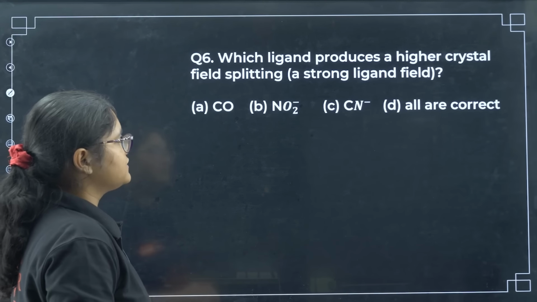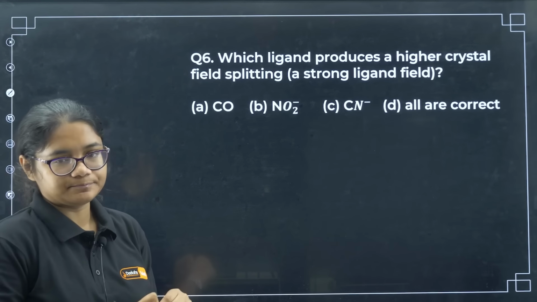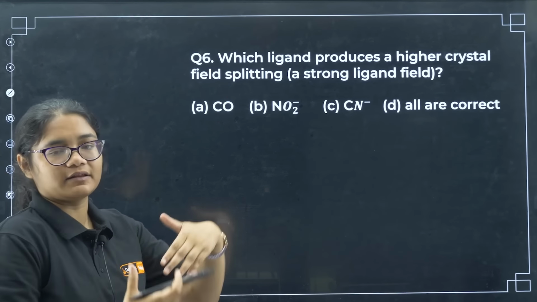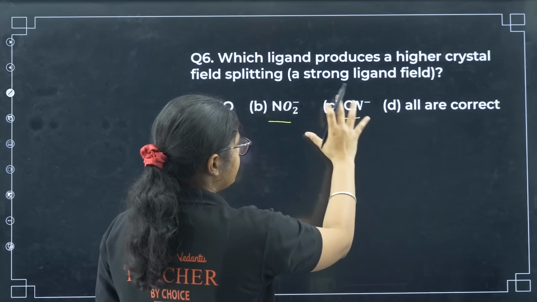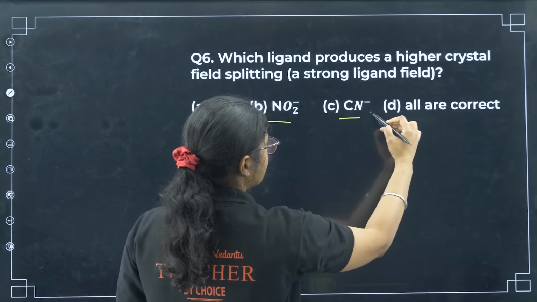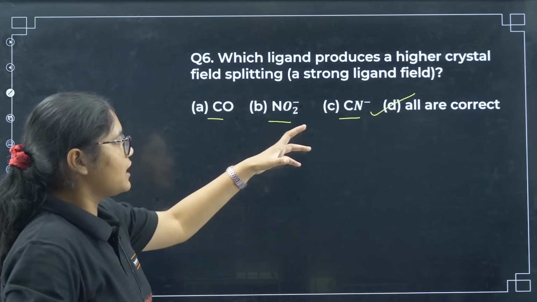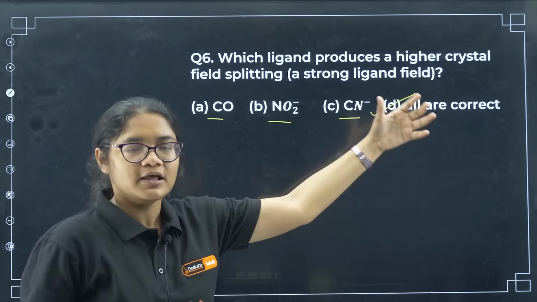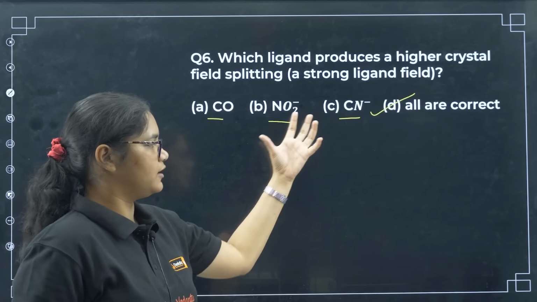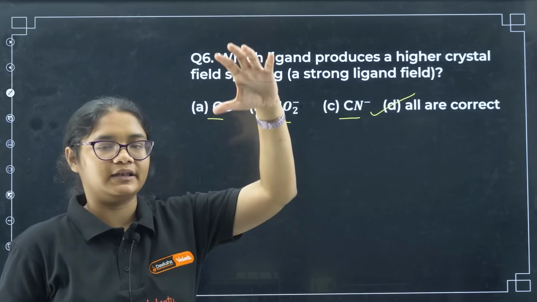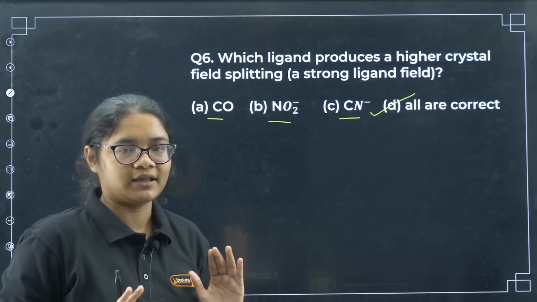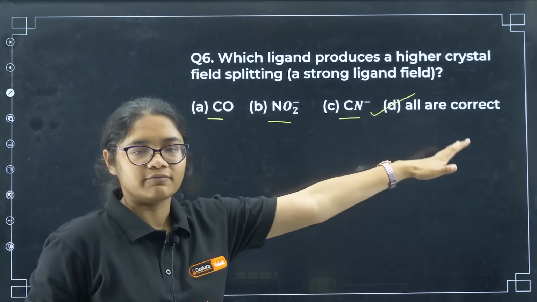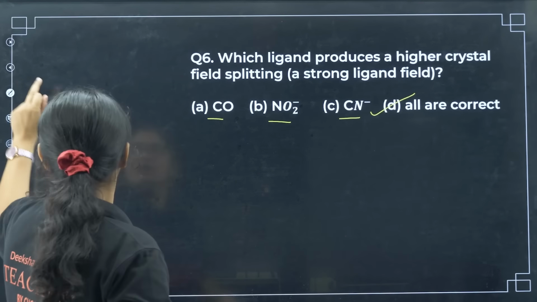Next, which ligand produces a higher crystal field splitting? The stronger the ligand, the better the splitting. And if you see, these are all strong field ligands, so all of them will give you a very high splitting. It is not asking for the highest crystal field. If these ligands are present, they will split the d orbital to the maximum extent, and the crystal field splitting will be very high. So all of the above is the correct answer.